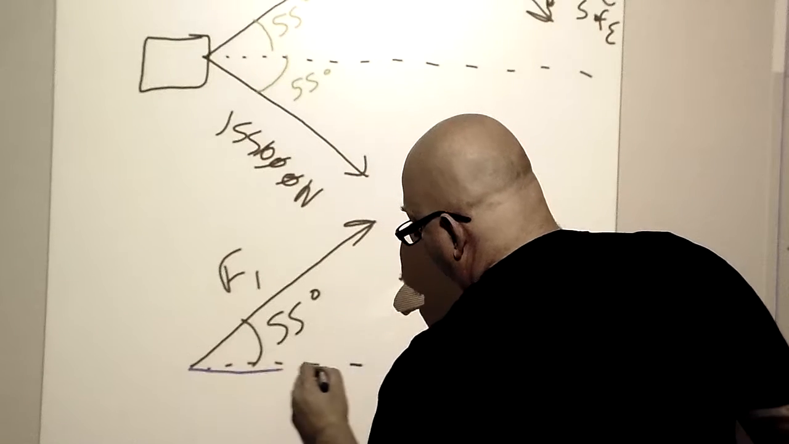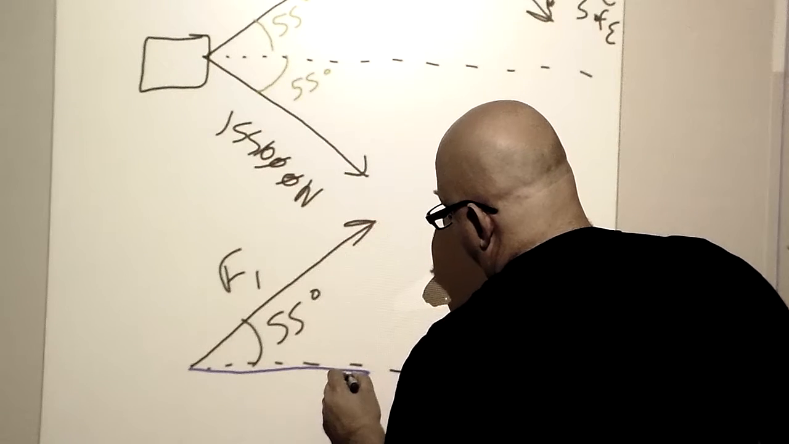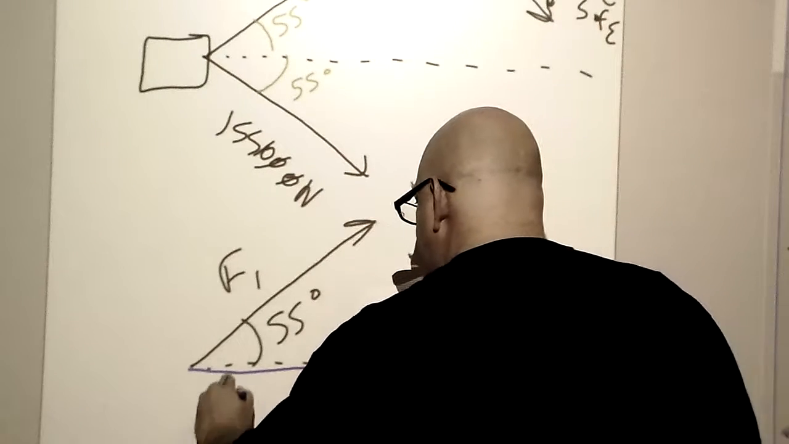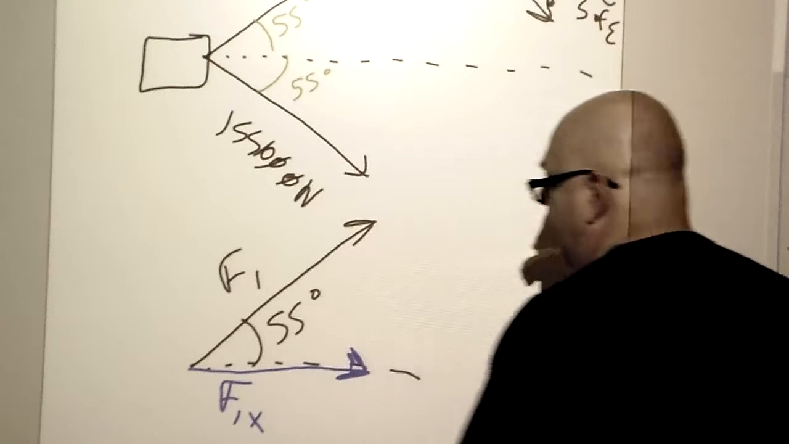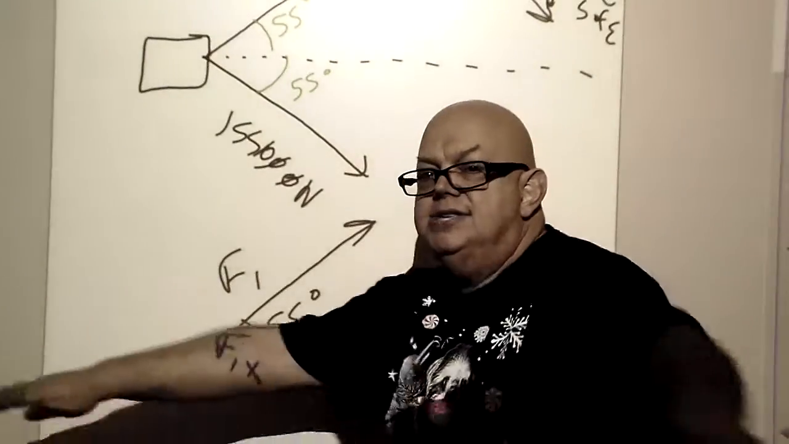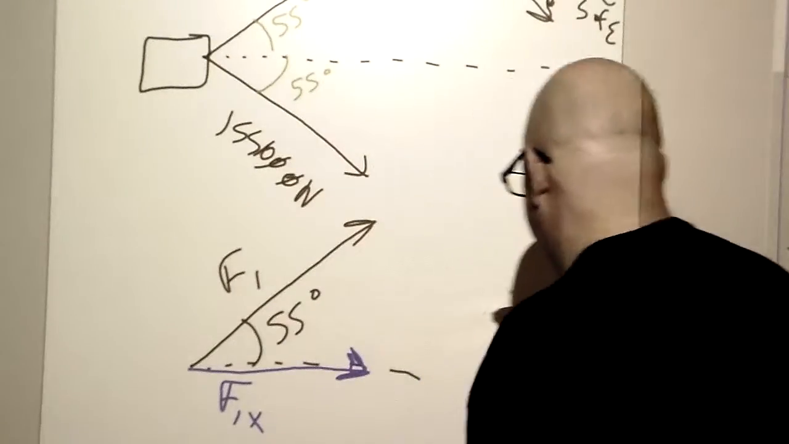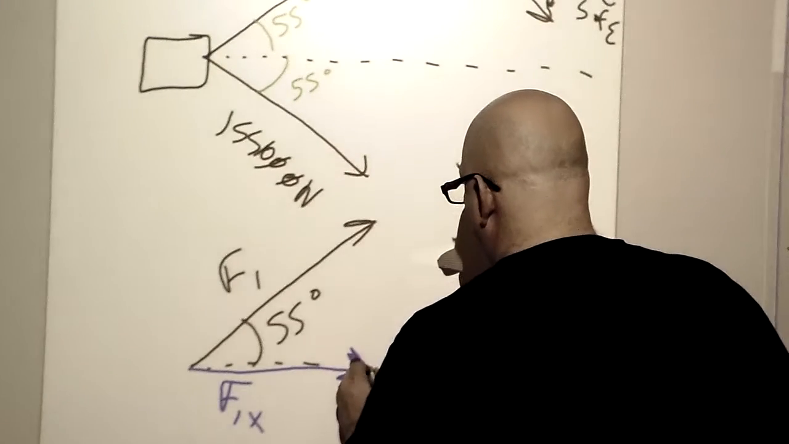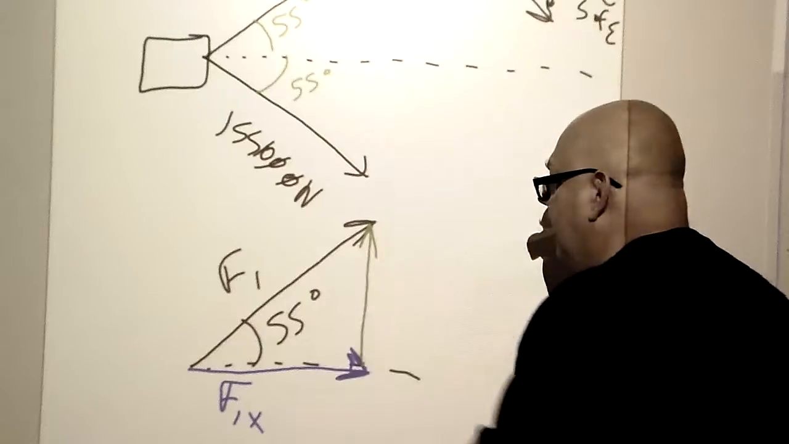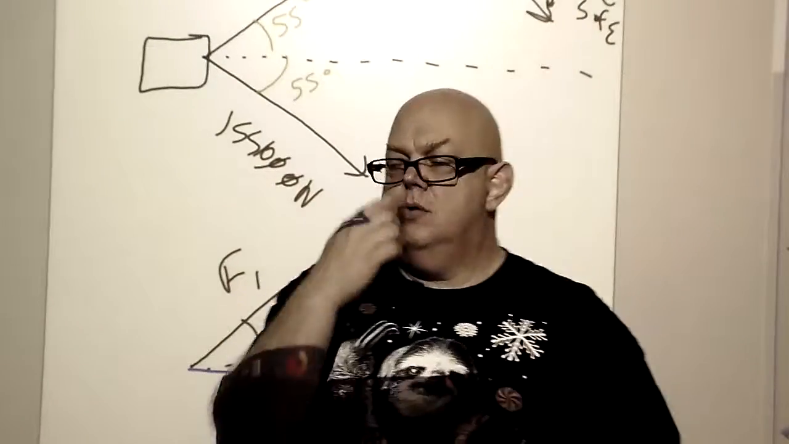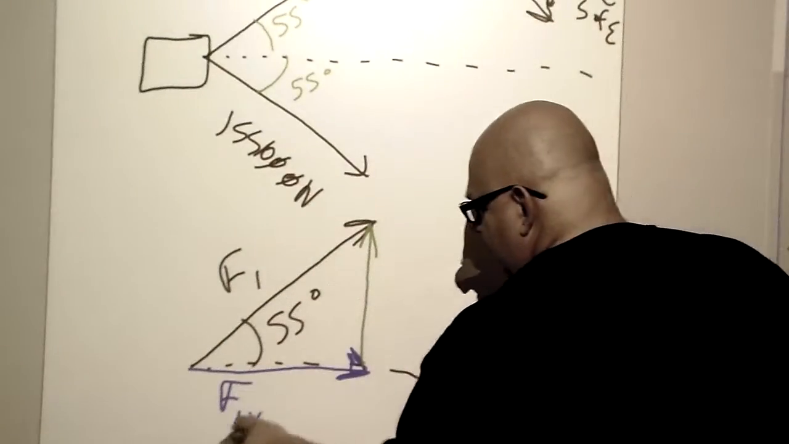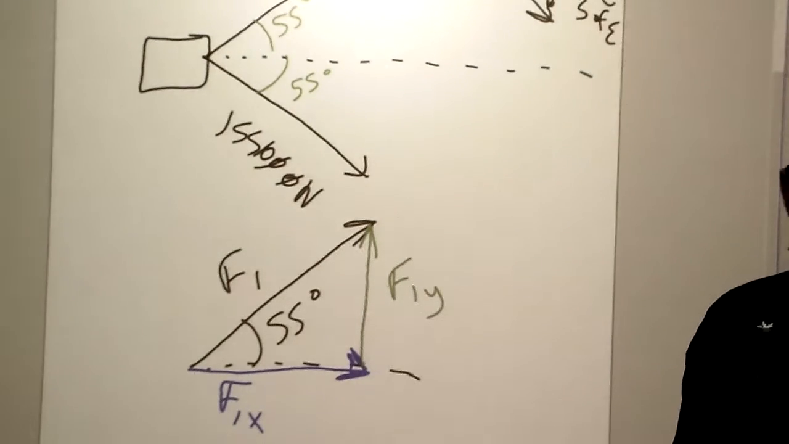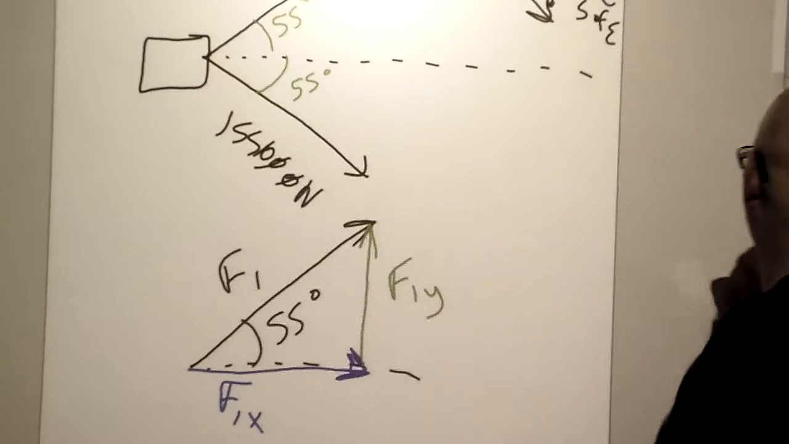Okay, so what we're going to do, we're going to go here. So this is our F1 in the x direction. Notice it's on the x-axis, it's horizontal. Okay? Now, what about the y direction? Well, the y direction is the vertical, that's going up and down, right? And notice I kept F1x in blue, and here's F1y in green. So that's what we have.